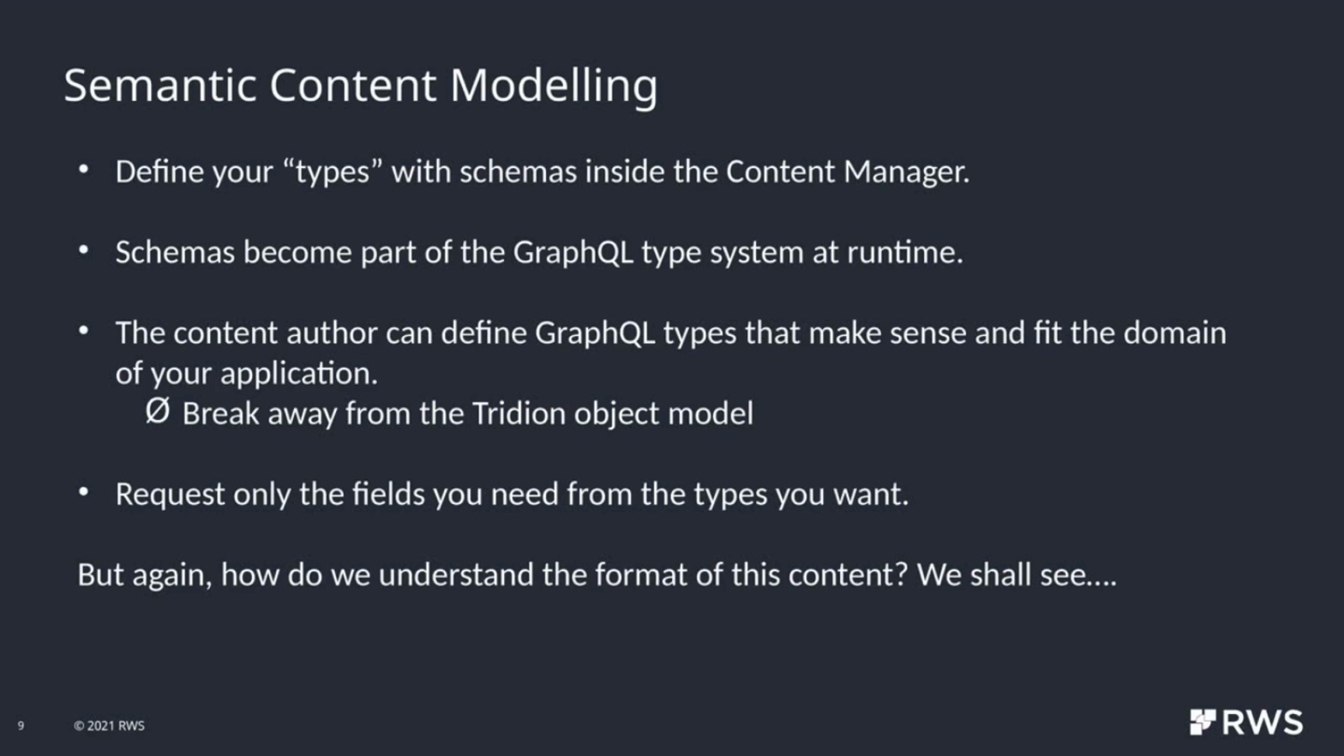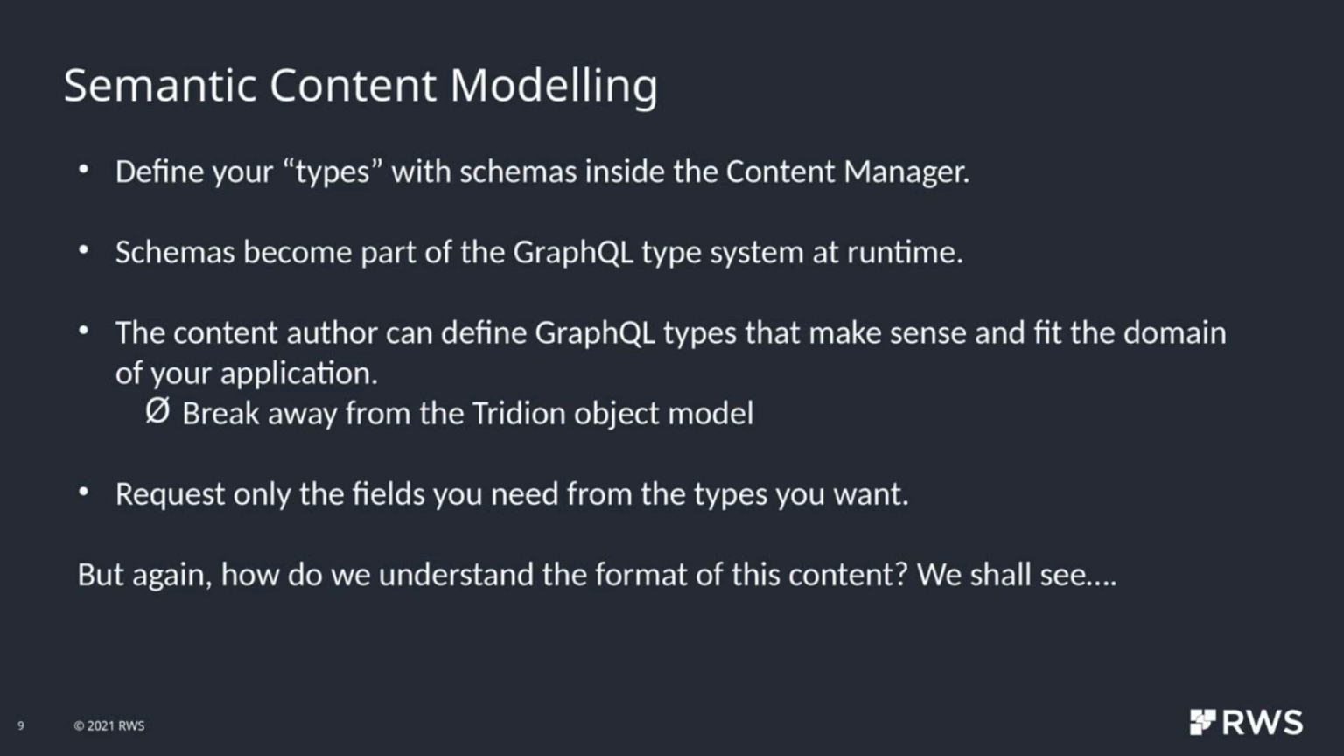So now the content author can define GraphQL types that make sense and fit the domain of the application. So it breaks you away from the Tridion object model, where you're dealing with pages and components, and you can get all that content back, if you remember, from that raw content field, but it's just a component.